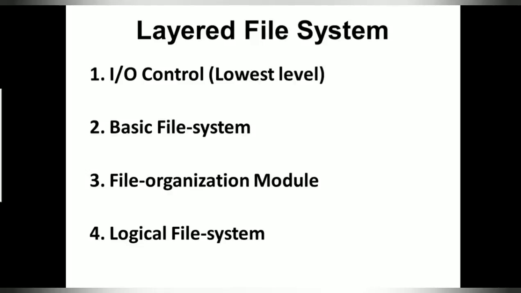Every level in the design uses the features of the lower level layer to create new features that can be used by the higher level layer. So in this layered system we have 4 layers: IO control, basic file system, file organization module, and logical file system. Let us see what each layer offers.